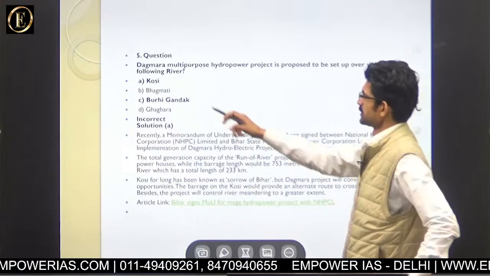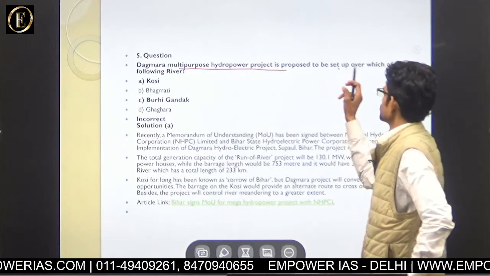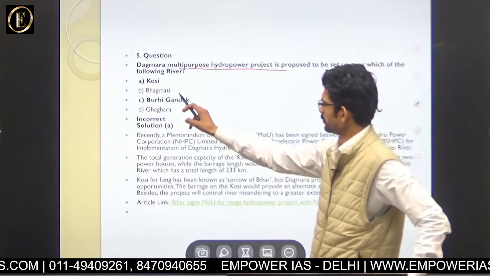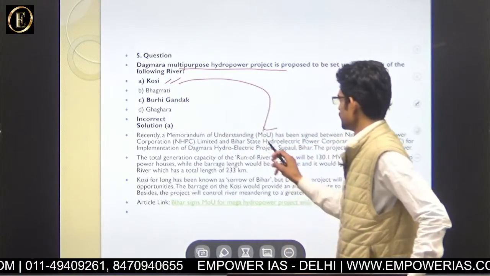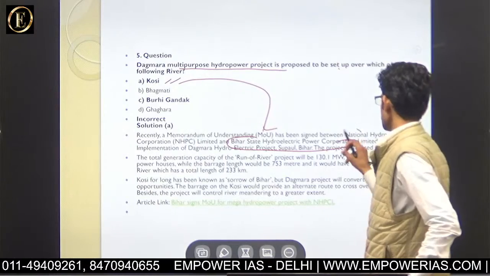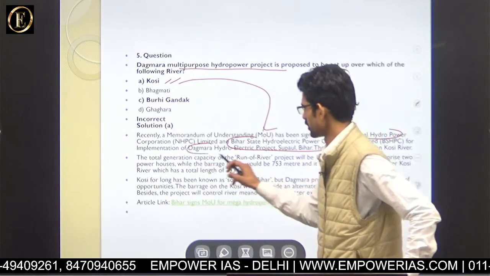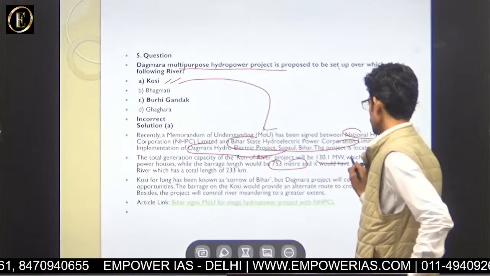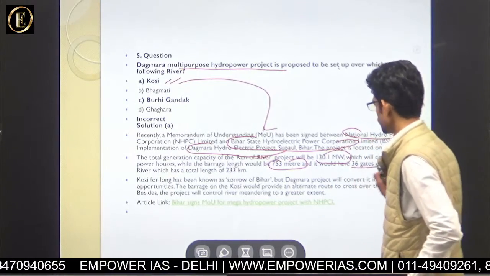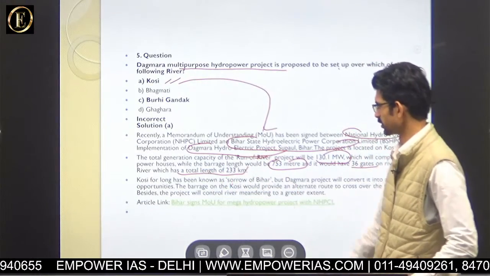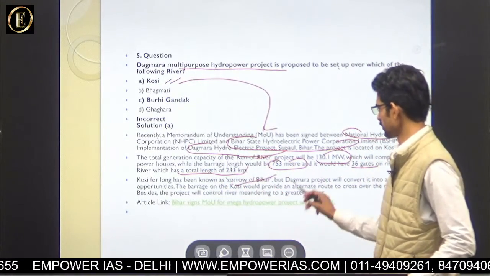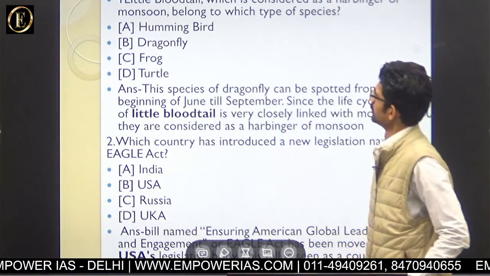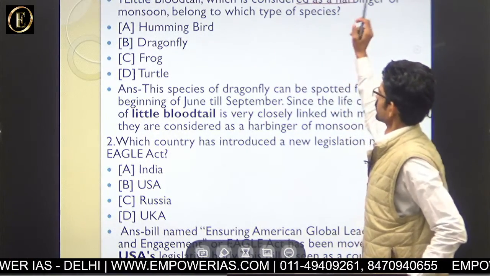Now, the Dagmara multi-purpose hydropower project is set up in which of the following states? That is NHPC in the state of Bihar on the Kosi river, signing with the Bihar State Hydroelectric Power Corporation and the National Hydropower Corporation for the Dagmara hydroelectric power project, a run-of-the-river project of 130 megawatt generation with 36 gates. The Kosi has a total length of 233 kilometers. The Kosi river is called the Sorrow of Bihar, and the Dagmara project is built to reduce flooding.